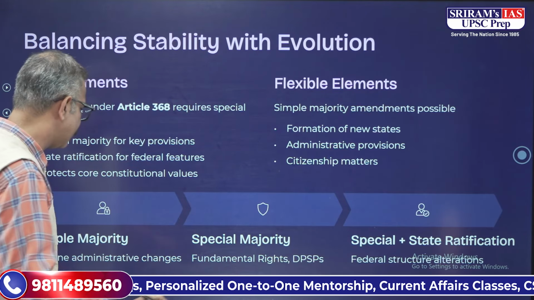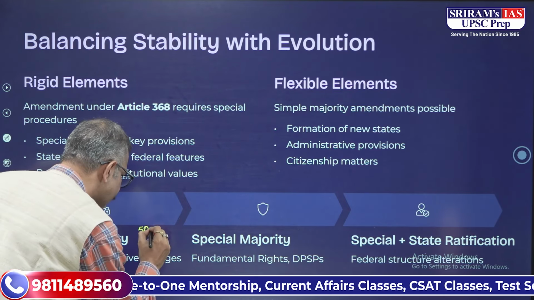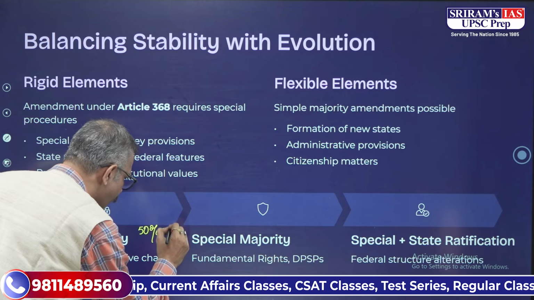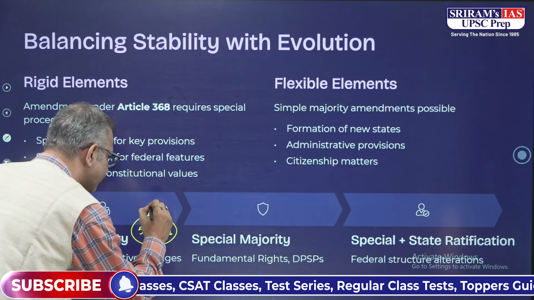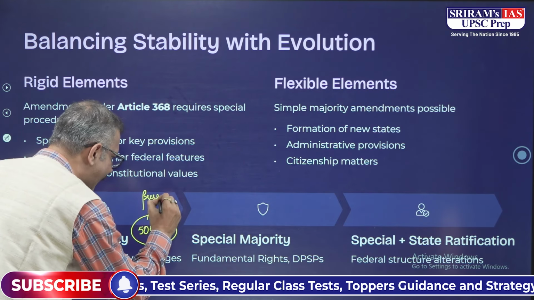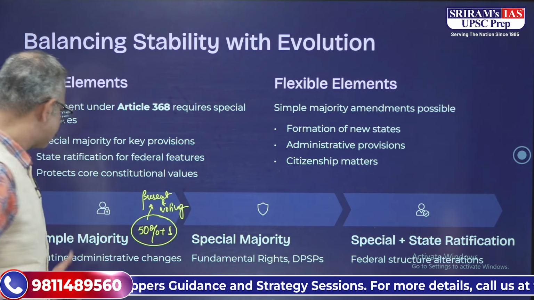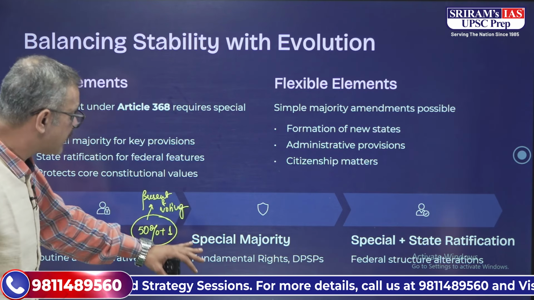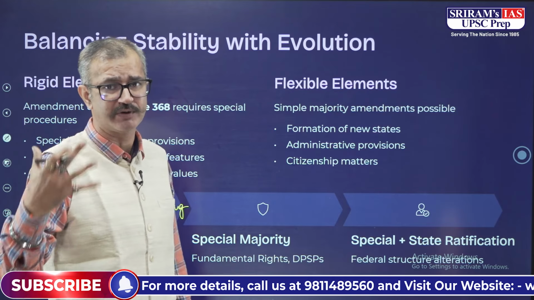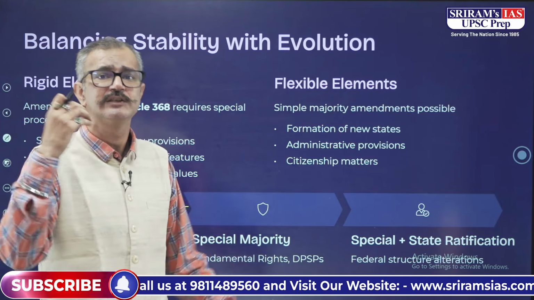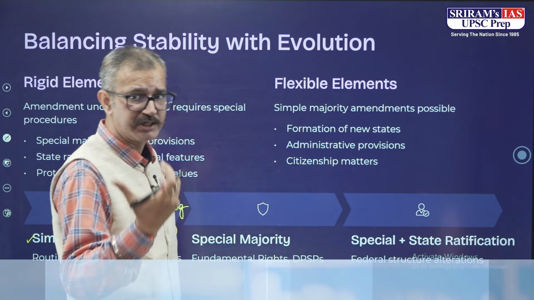And what does simple majority mean? It means 50% plus 1, that is, more than 50% of the votes of those present and voting. Alright, so that is the simple majority. Then comes special majority. The fundamental rights and directive principles of state policy could be amended by special majority. And what is a special majority?